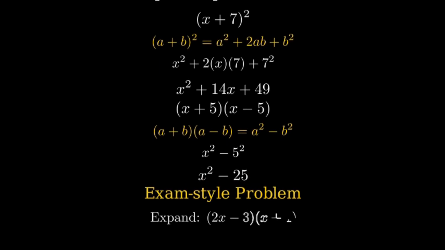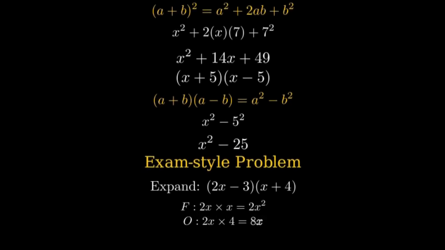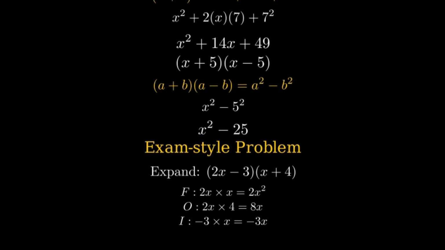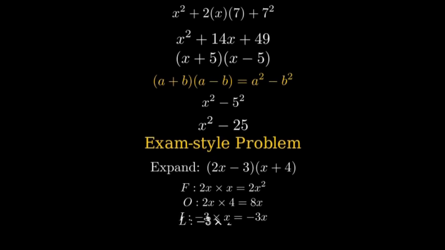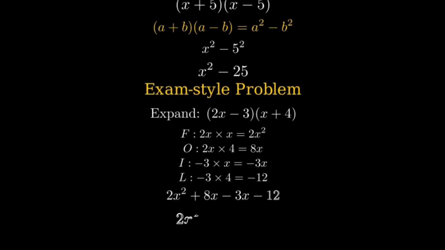Let's try an exam-style problem. Expand the expression (2x minus 3) multiplied by (x plus 4). Using the FOIL method. First, 2x times x gives us 2x squared. Outer, 2x times 4 gives us 8x. Inner, negative 3 times x gives us negative 3x. Last, negative 3 times 4 gives us negative 12. Adding these terms together, 2x squared plus 8x minus 3x minus 12, which simplifies to 2x squared plus 5x minus 12.